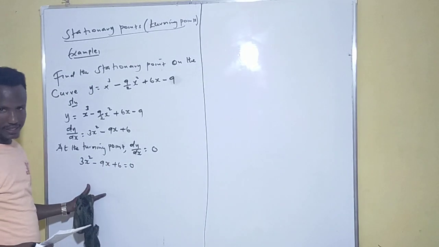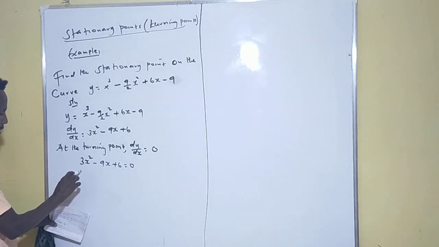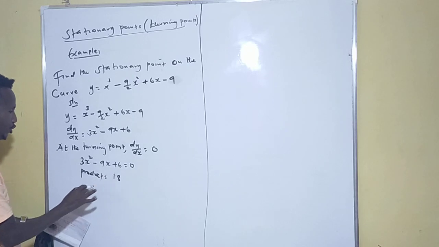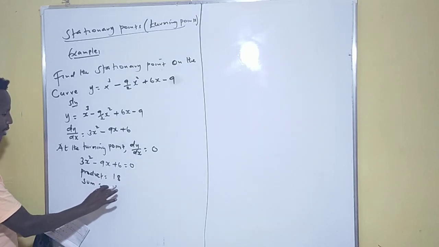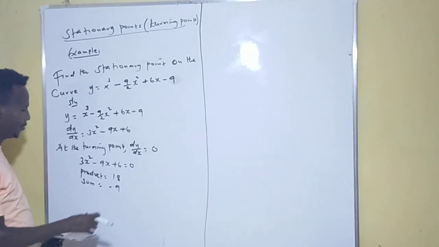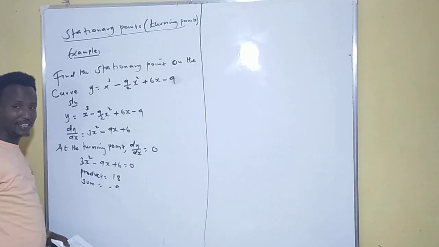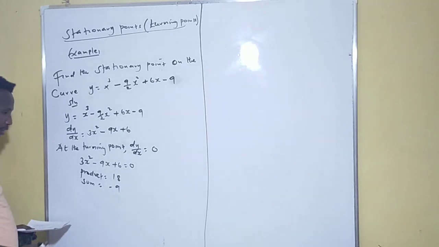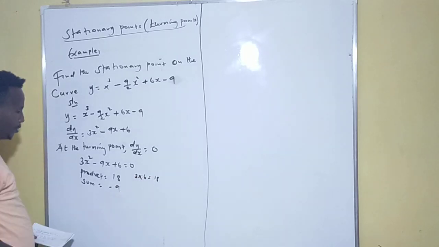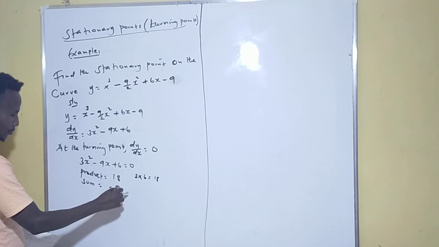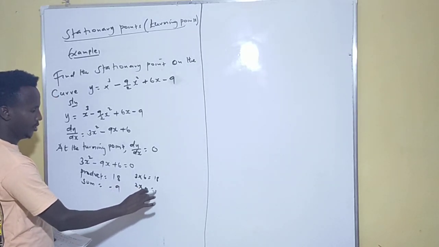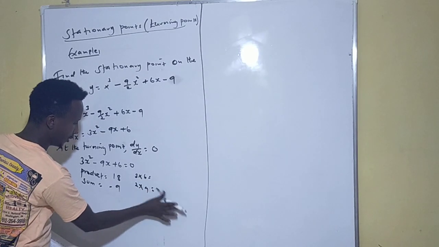Remember, this will take you to quadratic. You can use the product and sum method, by saying our product is a times c, that is positive 18, and our sum will be negative 9. So we need to get two numbers whose product will give us positive 18 and whose sum will give us negative 9. So 3 times 6 will give us 18. Or we have also 2 times 9, which will also give us 18. So these are the two ways we're going to take.